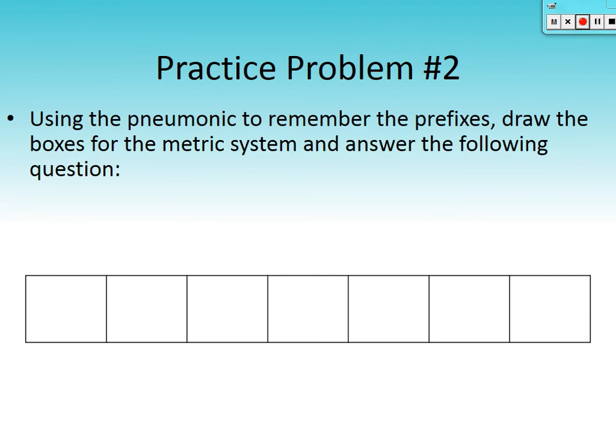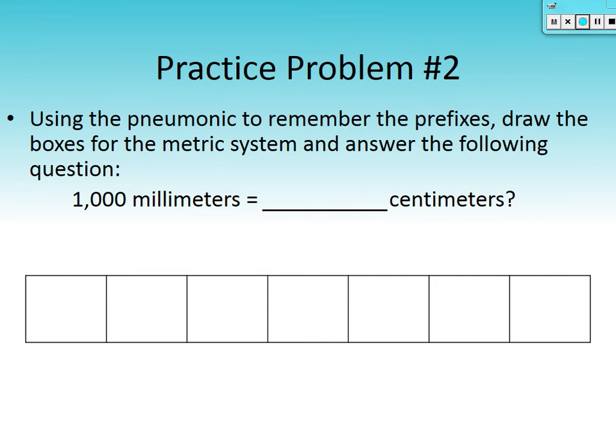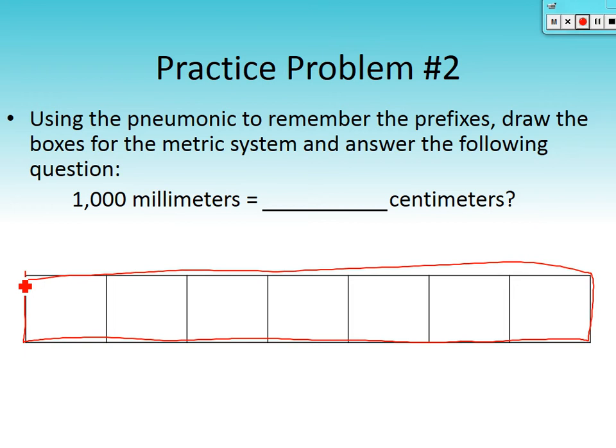Practice problem number 2. Using the mnemonic to remember the prefixes in the metric system, draw the boxes for the metric system and answer the following question. 1,000 millimeters is equal to how many centimeters? Okay, so hopefully you've drawn your boxes here. Remember, draw a big rectangle. That's what I always do. And I just remember that there's 7 of them, so you've got to divide it into 7 boxes here. And now let's just go through the mnemonic.